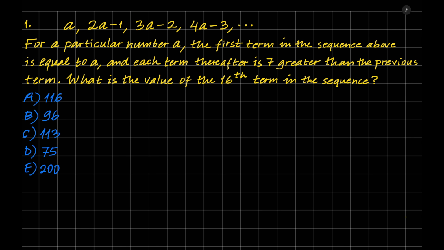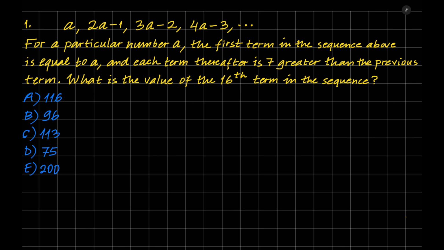For a particular number a, the first term in the sequence above is equal to a, and each term thereafter is 7 greater than the previous term. What is the value of the 16th term in the sequence?